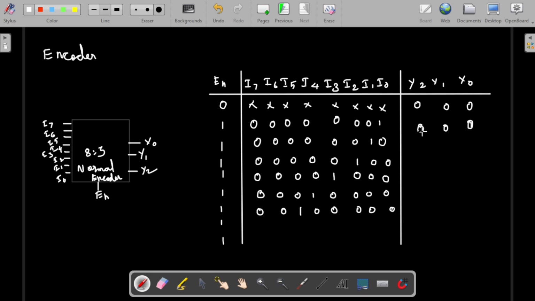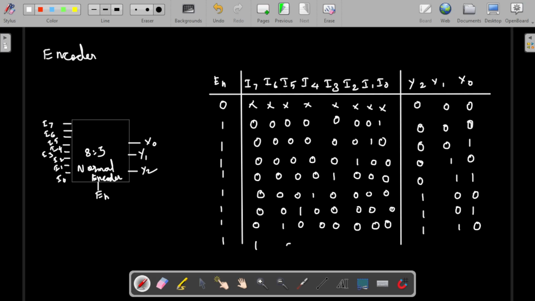As it is 0, I0 is 0 only, right? So 0 0 1, 0 1 0, 0 1 1. Here it is 1 0 0, 1 0 1. Sorry for that. Here it will be 1 1 0, and 1 1 1. So this is how the truth table will look.